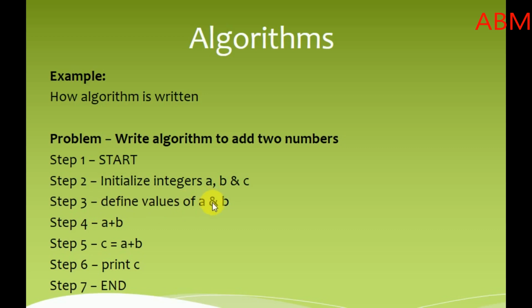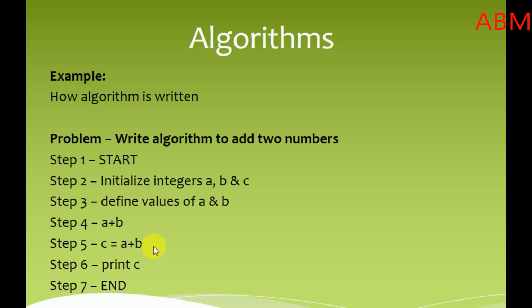Here we define the values of a and b. For example, a is equal to 5 and b is equal to 10. In step number 4, I add both numbers, 5 and 10. In step number 5, I store the result of a and b, which is 15, into c. After that, I print c, and then I end the algorithm. So this is the plain wording: a step-by-step procedure written to add two numbers.